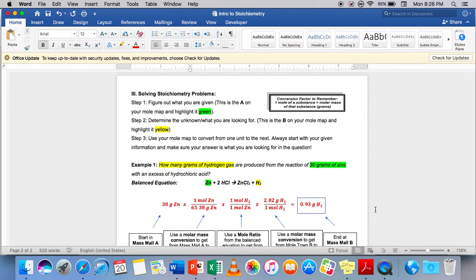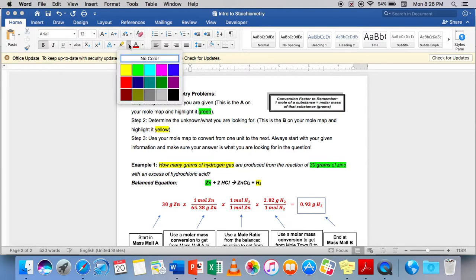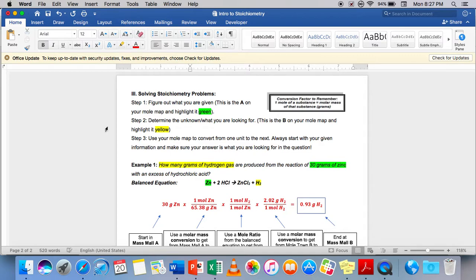So step 1 is to figure out what you are given. In every example, you're going to be given a number. This is going to be the A on your mole map. This is the thing you are starting with. What I want you to do to help you out is to highlight it green. Hopefully you know there's the highlighter up at the top. You can highlight different colors. I say pick green, so you know that is where you're going to start.